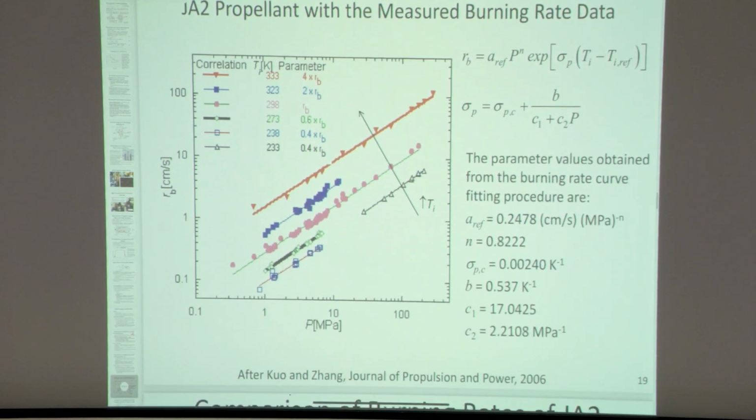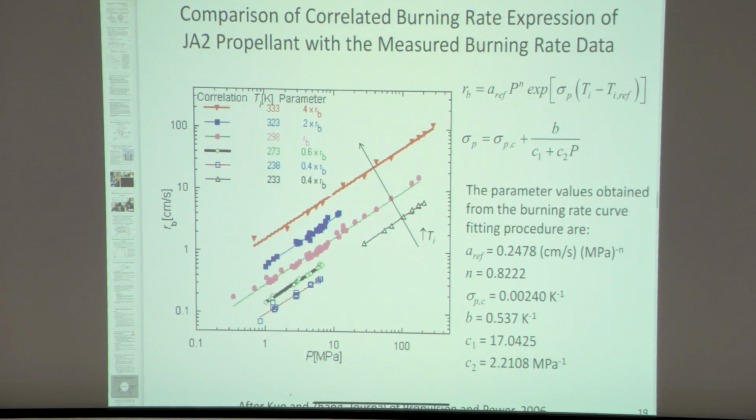So let me just show you some results here. You can see the effect of changing the initial temperature on burning rate. So I'm making a plot of the log of the burning rate versus the log of the pressure. And you can see for this particular JA2 propellant, which I told you was a double base propellant, I'm changing the initial temperature from 233 Kelvin to 333 Kelvin, so a change of 100 degrees. And you can see overall, the burning rate changes by an order of magnitude over that 100-degree range.